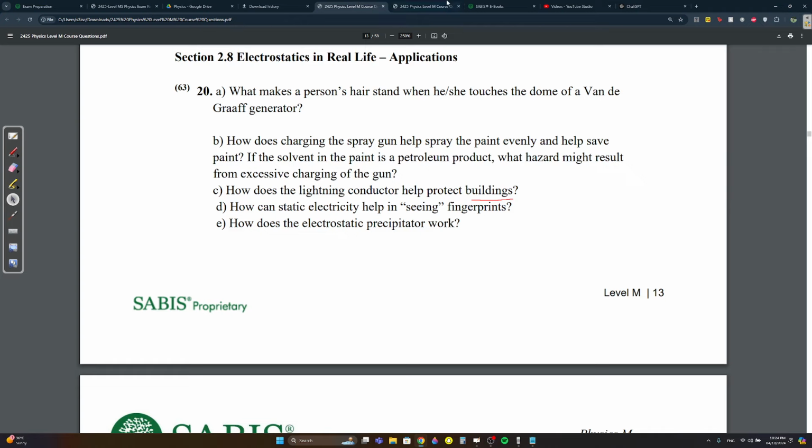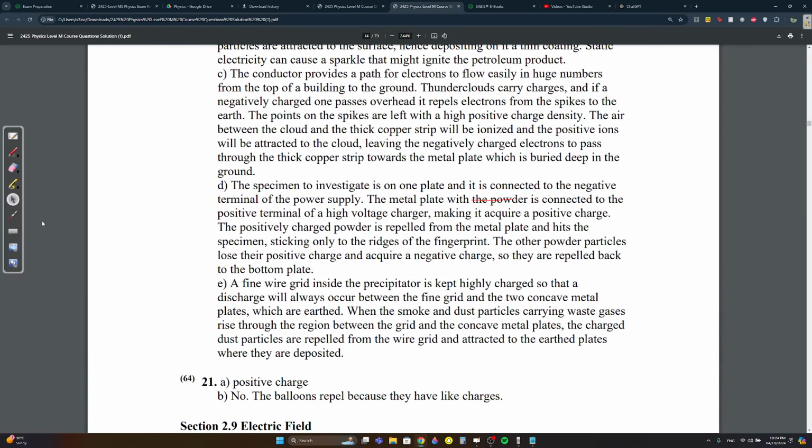How can static electricity help in seeing fingerprints? The specimen to investigate is on one plate connected to the negative, with a metal plate with powders connected to the positive. The positively charged powder is repelled from the metal plate and hits the specimen, sticking only to the ridges of the fingerprint. If you remember, in the drawing of the fingerprint, you had two plates with powder on the positively charged one. Since the powder is on the positive one, it's going to be repelled and stick to your finger. Since it's powder, it leaves a mark, so you can see how the finger looks.